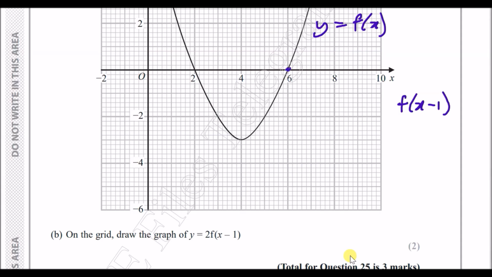So if this was originally 6 here, it now goes to 7. This is 2, and now goes to 3. This corner here is at, well, 4 minus 3. It shifts to the right to 5. Okay, so that's actually what they want.